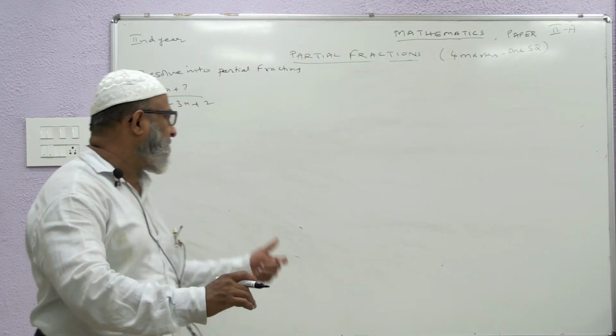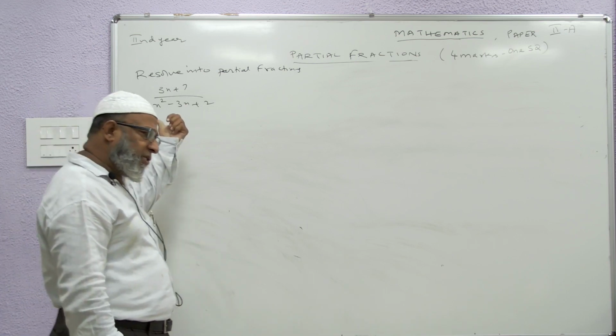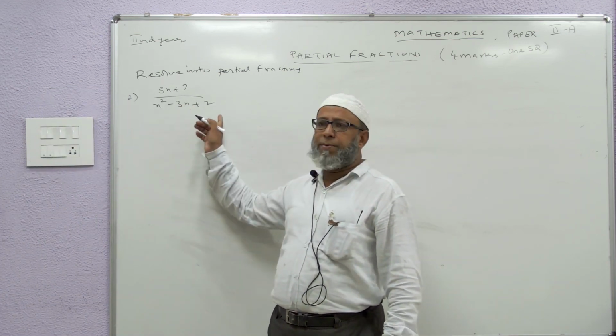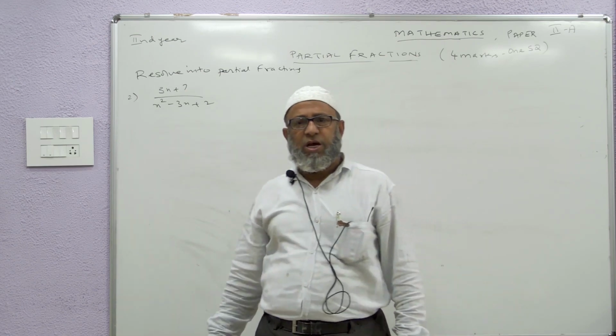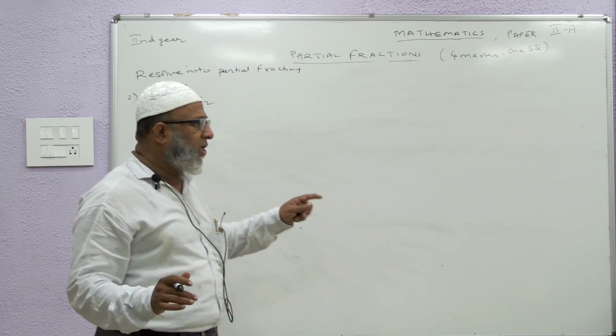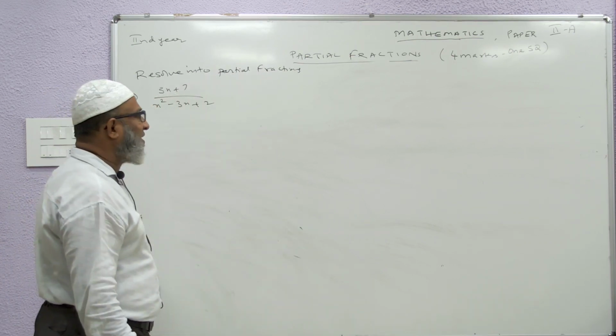Now, the next question is (3x + 7) / (x² - 3x + 2). When you compare this question with the previous one, you may observe that here it is a quadratic part, whereas in the previous one it was a linear part. So, our first duty is to convert this quadratic part into linear factors by using the factorization method.